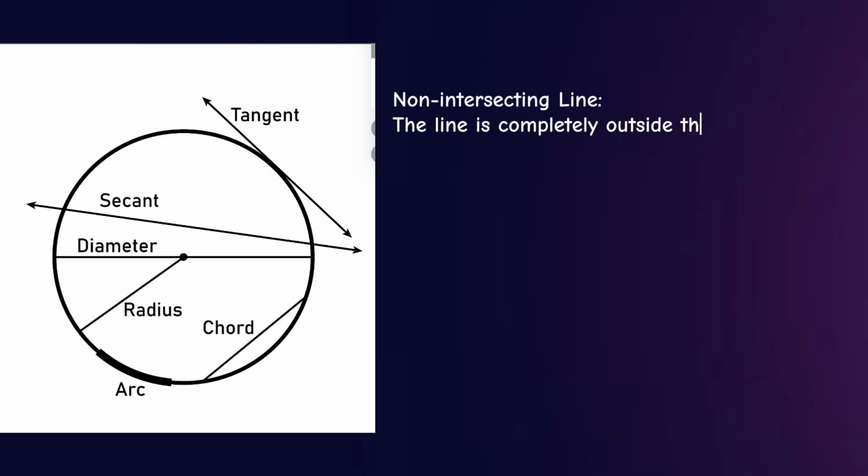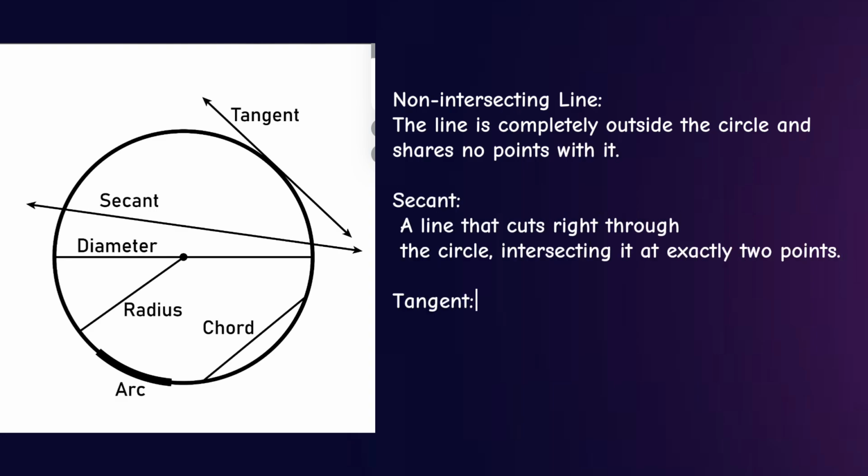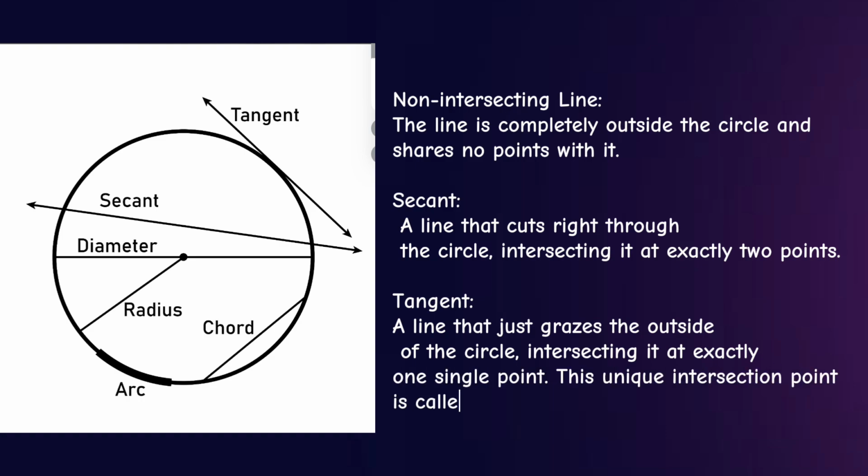Now, the non-intersecting line. The line is completely outside the circle and shares no points with it. Second, a line that cuts right through the circle, intersecting it at exactly 2 points. After that, tangent, a line that just grazes the outside of the circle, intersecting it at exactly one single point. This unique intersection point is called the point of contact.